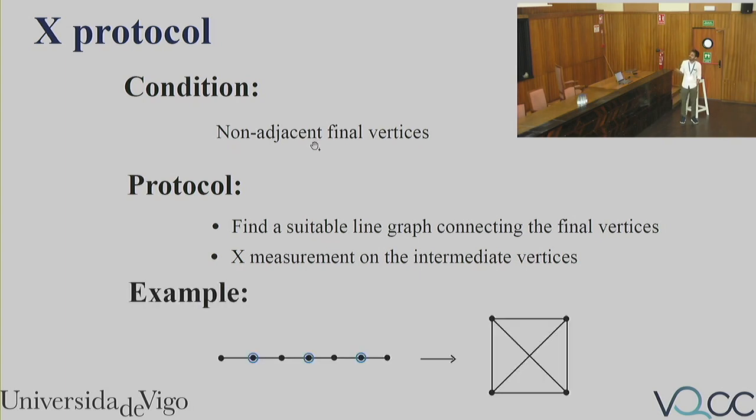So here's an example. We have a line graph with 7 vertices, and we want to construct a final GHZ state between, let's say, the odd vertices. And if we just perform X measurement on the even vertices, we'll end up with a complete graph.